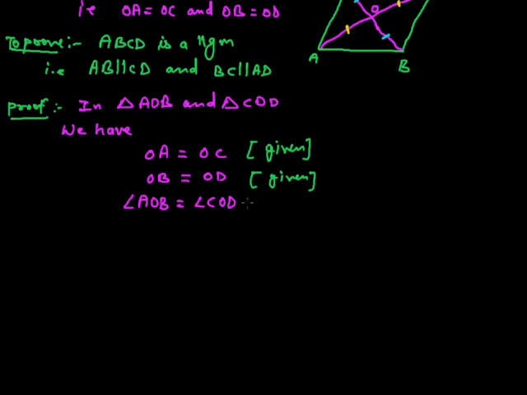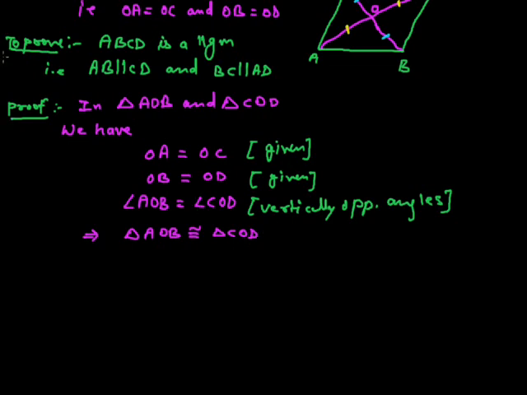Why are they equal? They are vertically opposite angles. That's why they are equal. So this implies triangle AOB is congruent to triangle COD by which criteria? By SAS congruency, both triangles are congruent.